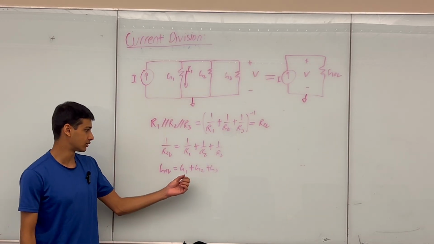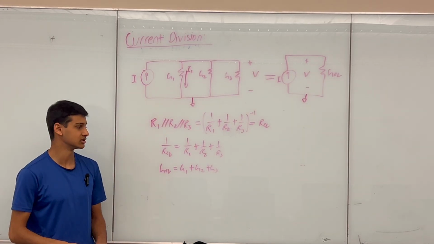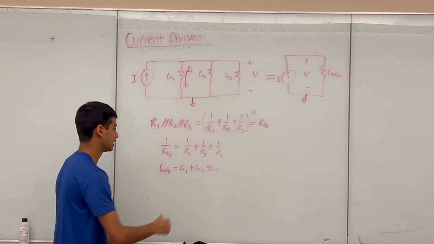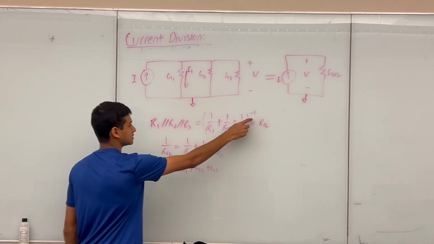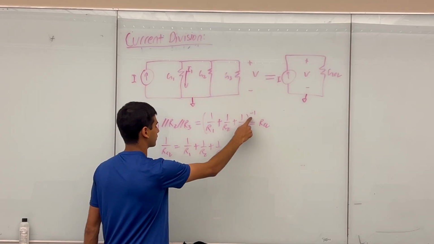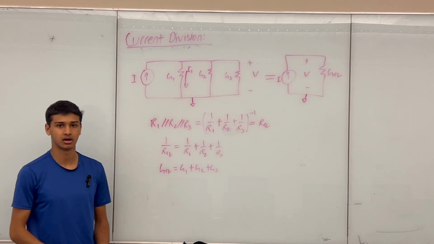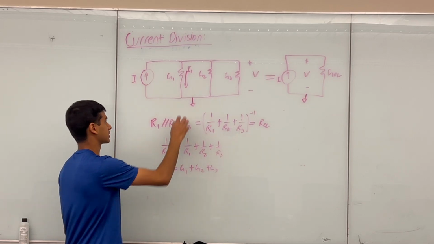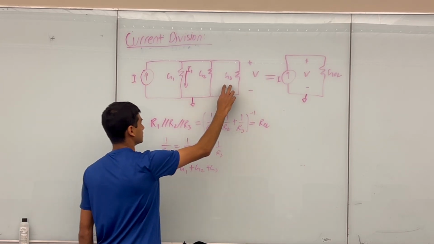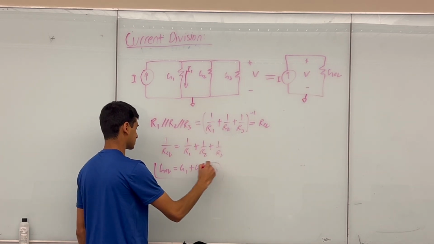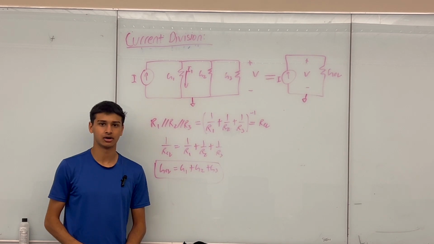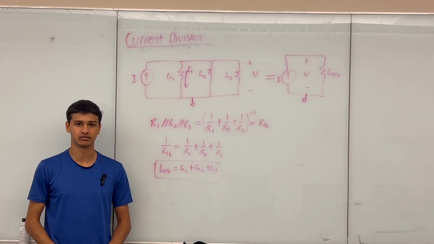And you can imagine how adding conductances can be a lot simpler algebraically than taking the inverse of each one of these elements and doing the inverse operation, the power of -1. And so that's why I could just simplify G1, G2, G3 to this Geq by just adding the conductances. So I hope that helped you understand conductance. So I'm going to be going over the current division formula, but using conductances.